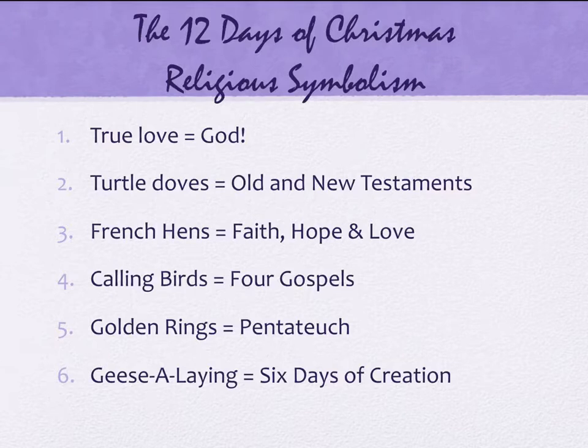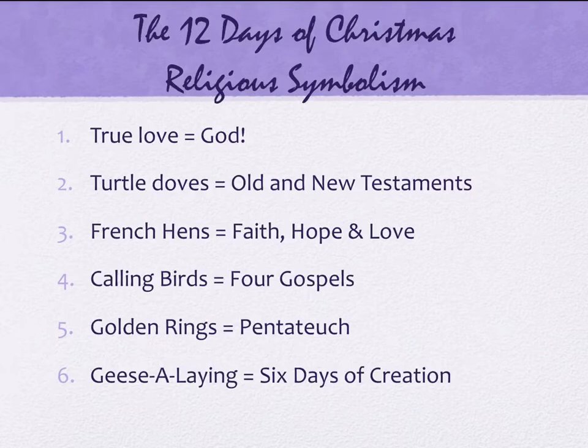Second day of Christmas is turtle doves. That represents the Old and the New Testament, too. The 3 French hens represent faith, hope, and love. The 4 calling birds are your 4 Gospels, Matthew, Mark, Luke, and John. The 5 golden rings are the Pentateuch. Do you guys know what the Pentateuch is? First 5 books of the Old Testament. Very good. So that would be Genesis, Exodus, Leviticus, Numbers, Deuteronomy, the real exciting ones that we all love to read, right? They're a little bit more difficult to make it through than the 4 Gospels for me.